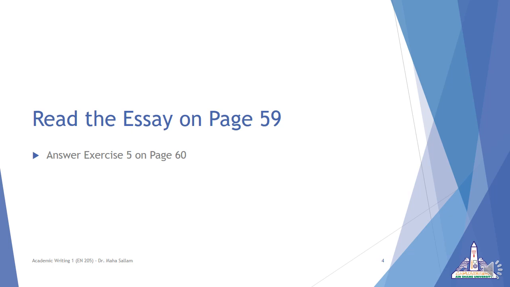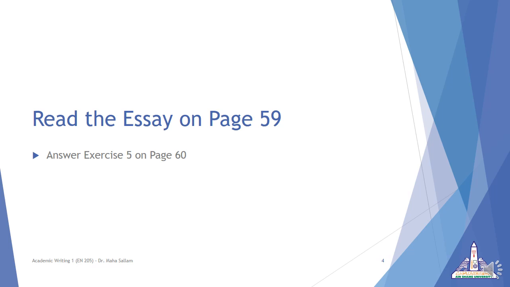Now, I want you to open your notes and go to page 59. We have a narrative essay on this page. It has an interesting title. It's called An Embarrassing Incident. An embarrassing incident is going to make us as readers think that this story is about a certain incident or event that happened and that caused some embarrassment to the writer.